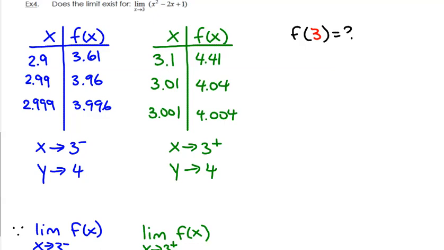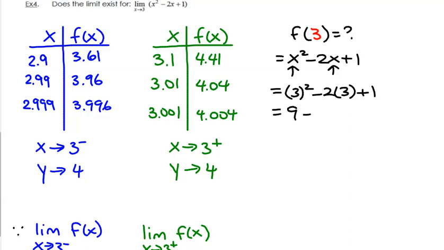But what is the actual point when your x value is 3? That means we have to sub it in. So your x value right here and here will change to 3s. What is that? 9 minus 6 plus 1. That's going to be 3 plus 1 is 4. Okay, all 3 of them are the same.